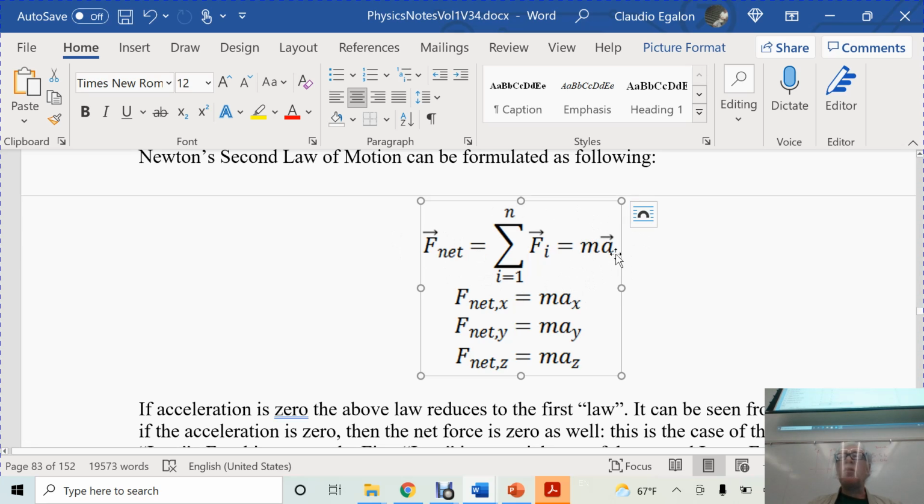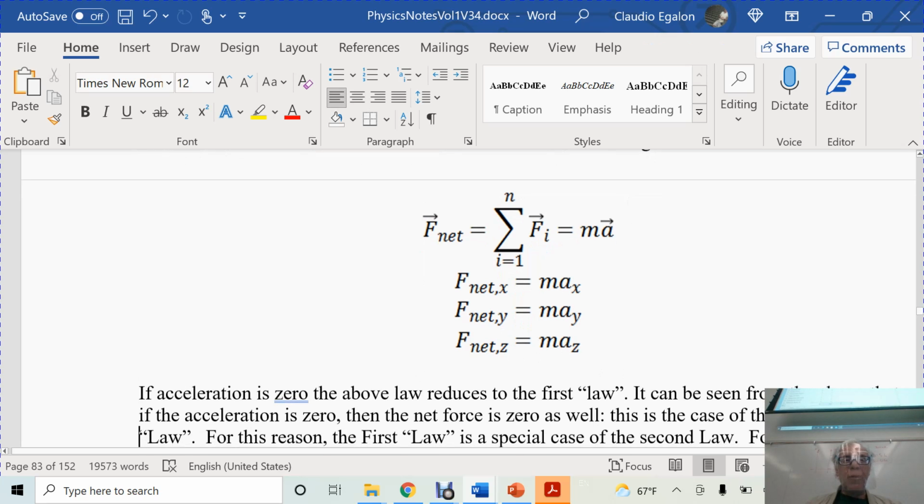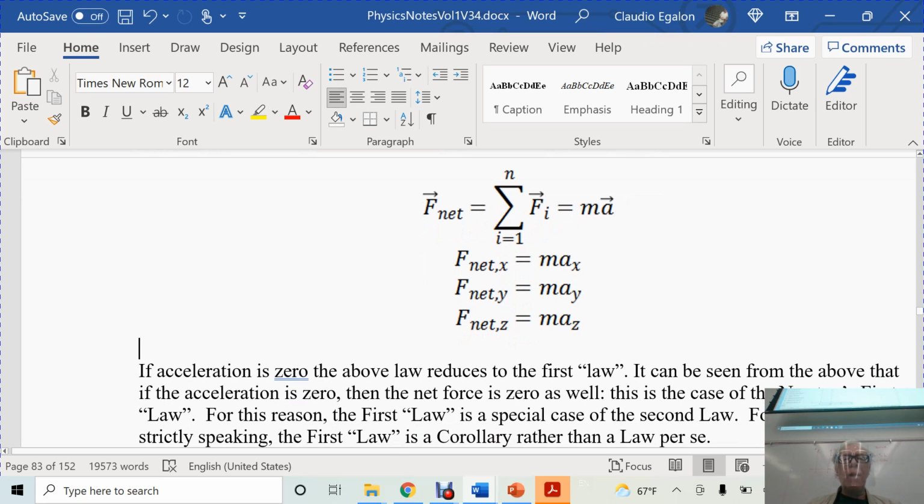And then this can be three scalar equations. Here is just one single vectorial equation, but in reality, you have three scalar equations. You can have the x component, the y component, and the z component. Remember that. And now that's when we figure out that the first law of motion is nothing but a special case of the second law of motion.